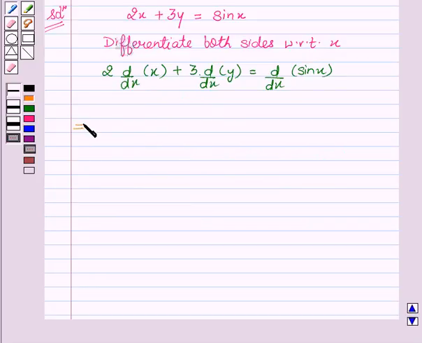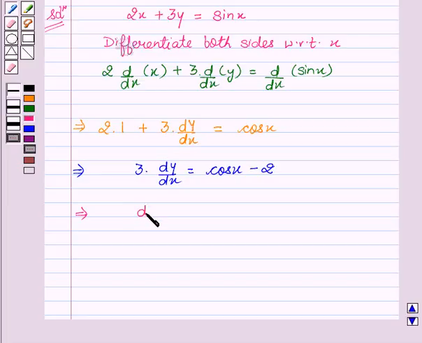This implies 2 into, and we know that d by dx of x is 1, plus 3 into d by dx of y is dy by dx, equal to d by dx of sin x is cos x. This implies 3 into dy by dx equal to cos x minus 2. This implies dy by dx equal to cos x minus 2 upon 3.